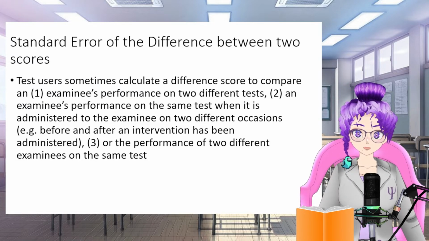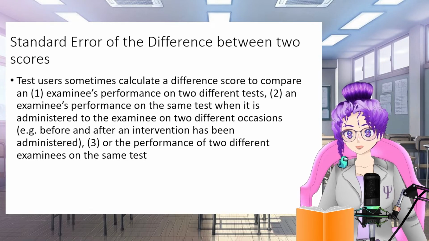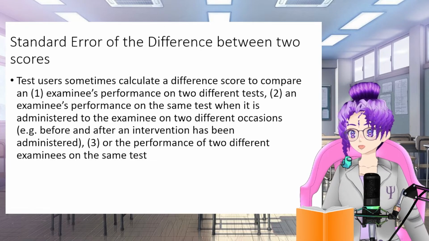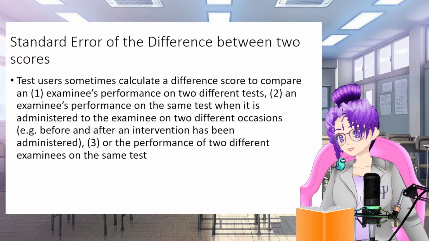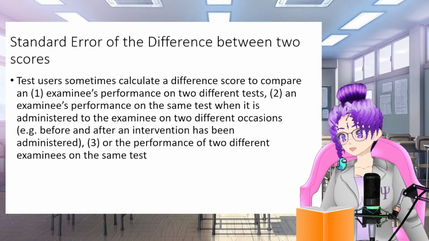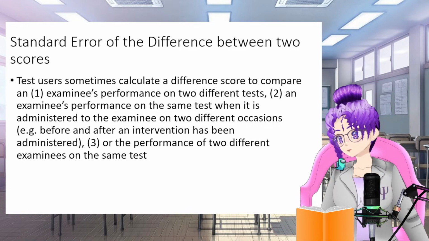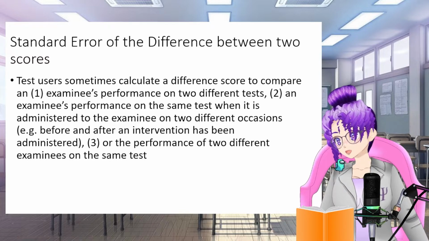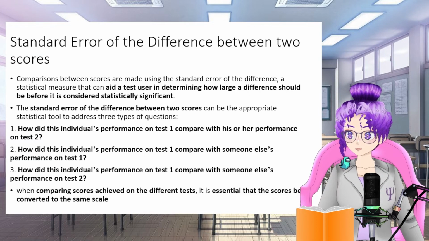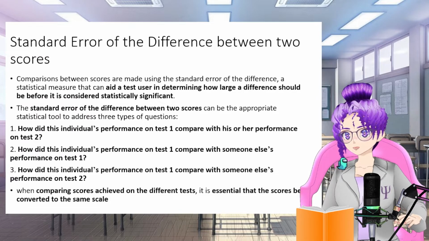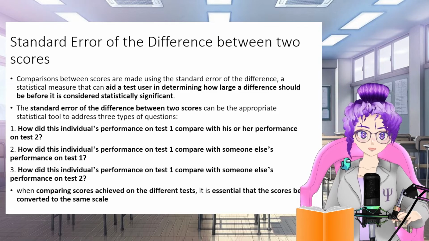So we also use SEM when comparing the difference between two scores. Test users sometimes calculate the difference score to compare an examinee's performance on two different tests, an examinee's performance on the same test when it's administered on two different occasions, or the performance of two different examinees on the same test. So comparisons between the scores are made using the standard error of difference. It is a statistical measure that can aid the test user in determining how large a difference should be before it is considered statistically significant.